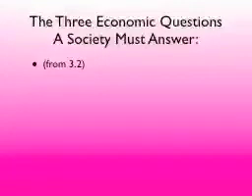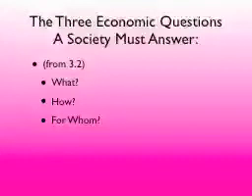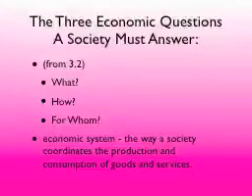In Section 2 of Chapter 3, we learned that all societies, all countries, all economies have to answer three questions. What goods and services are they going to produce? How are those goods and services going to be produced? And for whom are those goods and services going to be produced? These answers combine to make a country's economic system.